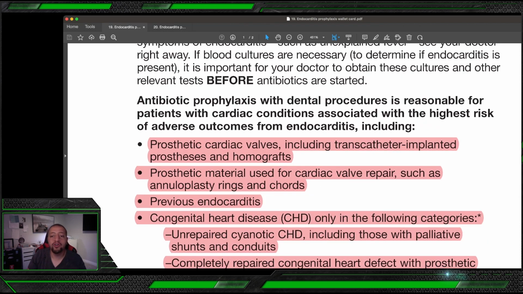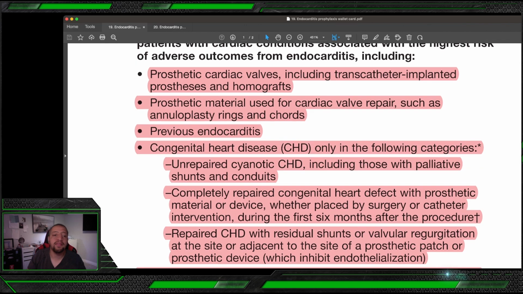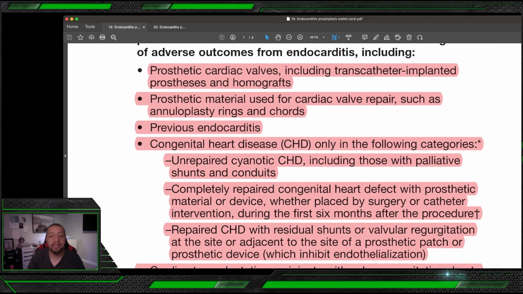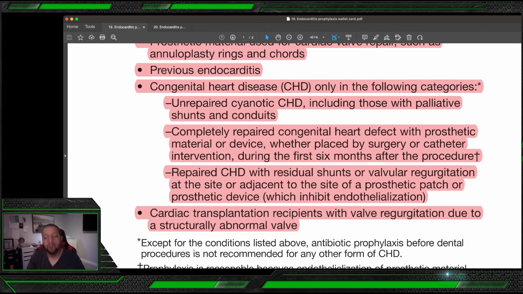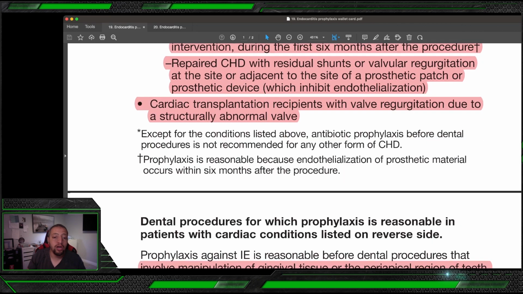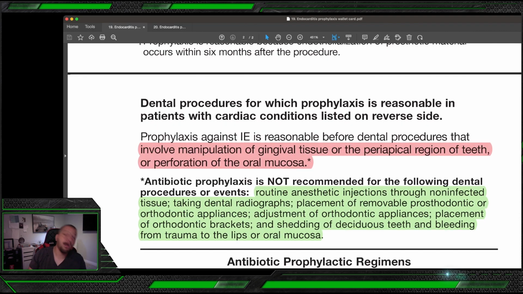Prosthetic material used for cardiac valve repair, such as annuloplasty rings and cords. Previous endocarditis, for sure. Congenital heart disease that is unrepaired, or repaired completely within the last 6 months, or repaired with a residual defect. Cardiac transplant with abnormal valve problem. Okay, so these are the conditions. We are going to think, this patient falls in the category which might be indicated for prophylactic antibiotic.